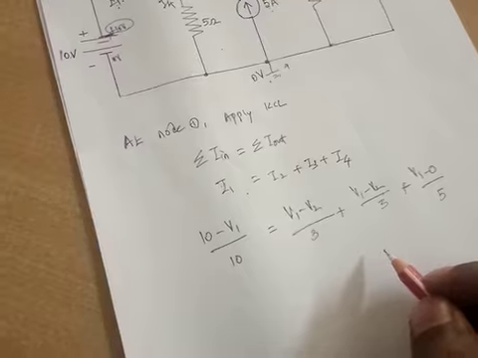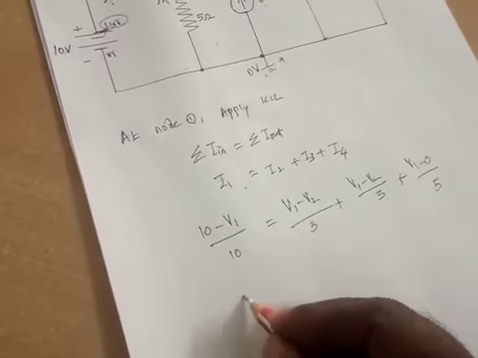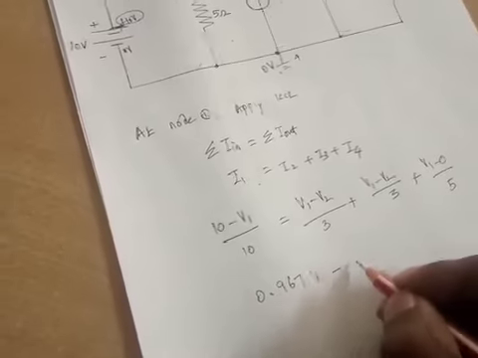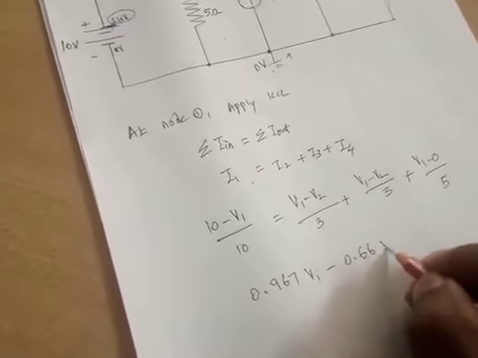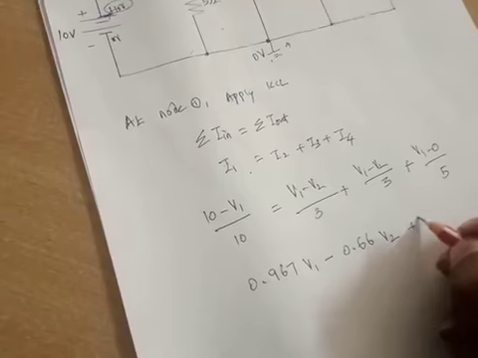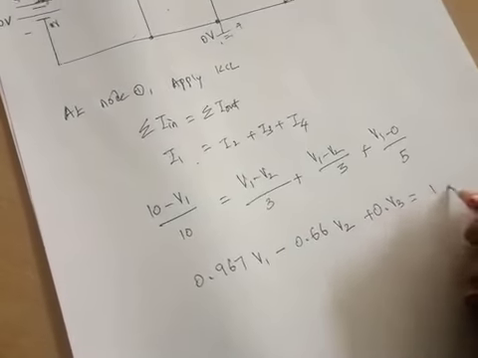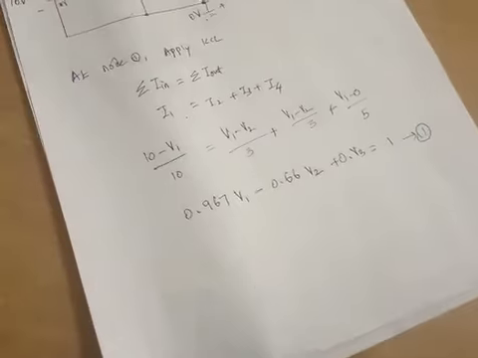Solve the equation, you will get 0.967 V1 minus 0.66 V2 plus 0 into V3 equal to 1. So this is our first equation.